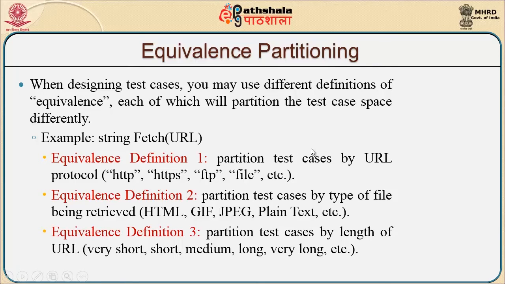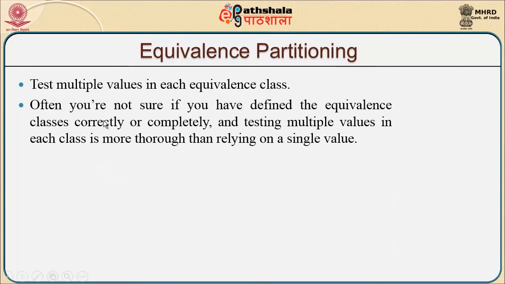So, this becomes equivalence class 1, in which we test at least for HTTPS, say, and this becomes equivalence class 2, in which we test for at least any file with extension JPEG, and this will be equivalence class 3, wherein we test for only very long URLs. Likewise, we partition initially into valid and invalid inputs, and then we divide them into classes. Within each class, at least one of the items should be tested.